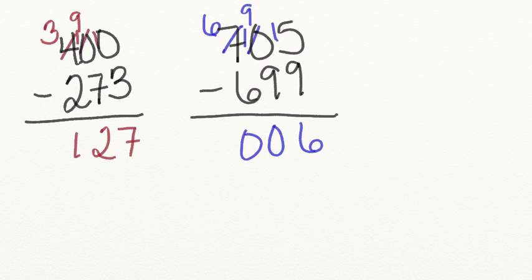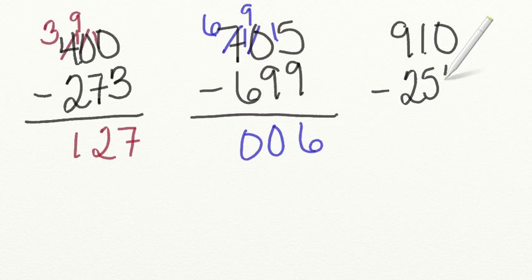Great work! Let's try one last problem. Can you subtract 910 minus 254? All right, let's walk through this one together. We know that our first step is subtracting our ones place. But we can't subtract 4 from 0, which means we need to regroup our tens place.